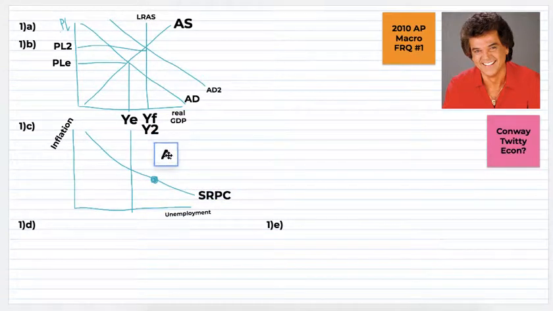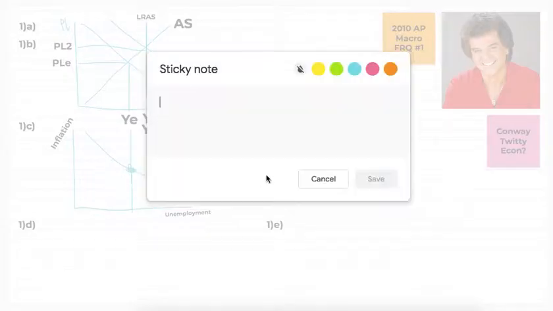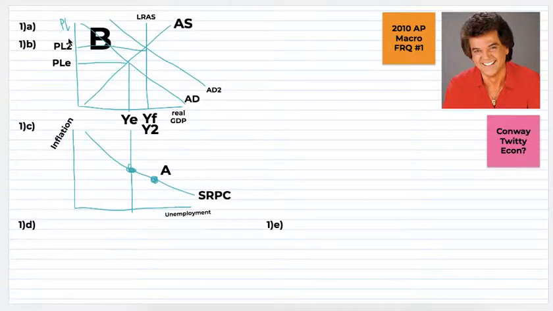So I put A here, and I shifted it all the way back to long run equilibrium. So I drew B right here. Okay, B, put B right here. And this is right. Like, this is 100% right.